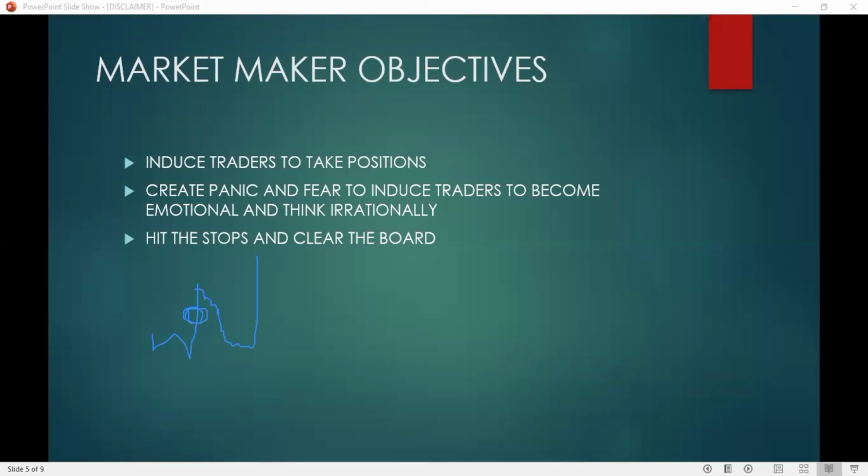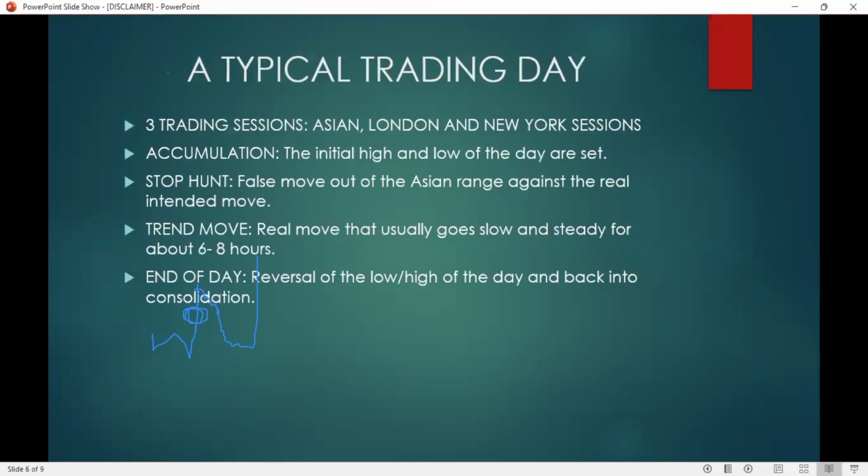Okay, so now a typical trading day. What's a typical trading day like? A typical trading day basically has three sessions: the Asian session, the London session, and the New York session. Let me just quickly say a little bit about them. The Asian session we also call the Tokyo session. The London session is also called the European session. The New York session is also the US session.